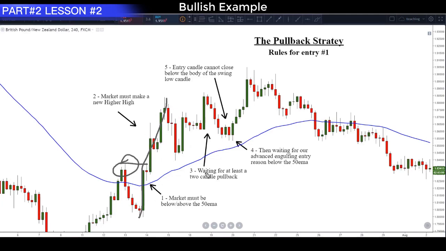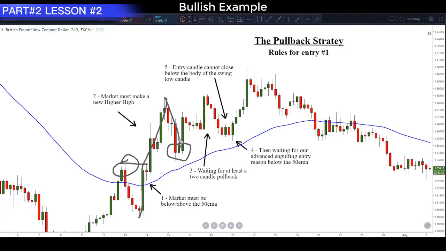The next question we have to ask ourselves is, did we get a 2 candle pullback? The answer to that is yes. The next question, did we get a valid advanced engulfing entry? Well, if you're paying attention right here, we did not get an advanced engulfing candle entry pattern like we've studied in the previous lessons. So what does that mean? Well, that means that this would not be a trade.